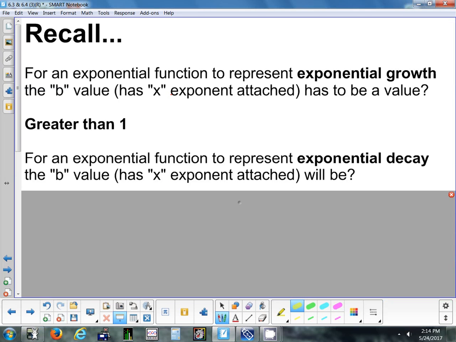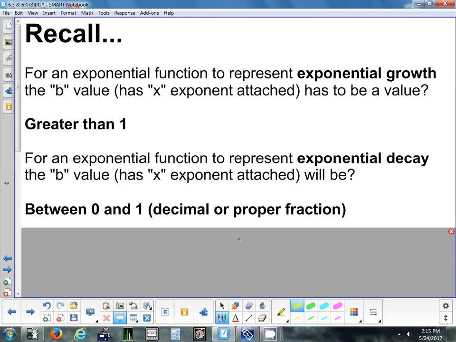Now, if we're talking exponential decay, our range of numbers gets even more specific. What would that range of numbers be? For the B value, the number with the little x as the exponent, what range of numbers does it have to be between? Not less than negative. We're not talking about negatives. It's going to be between two numbers. Perfect, 1 and 0. Good, Vanessa. So it will be between 0 and 1.